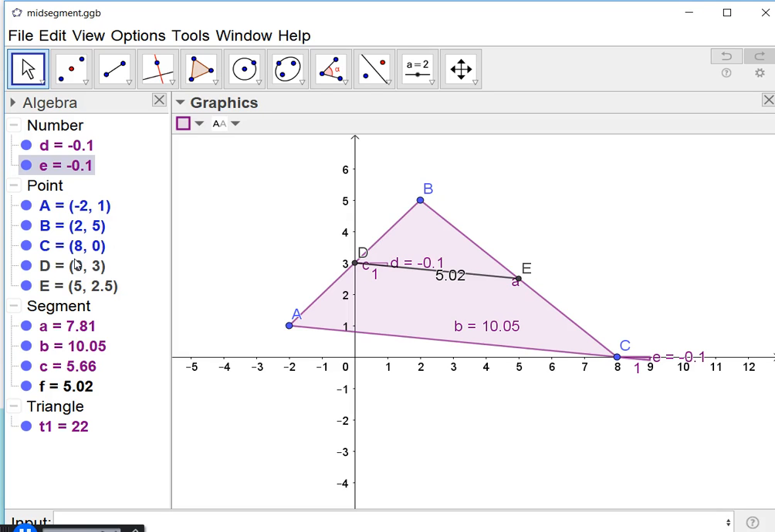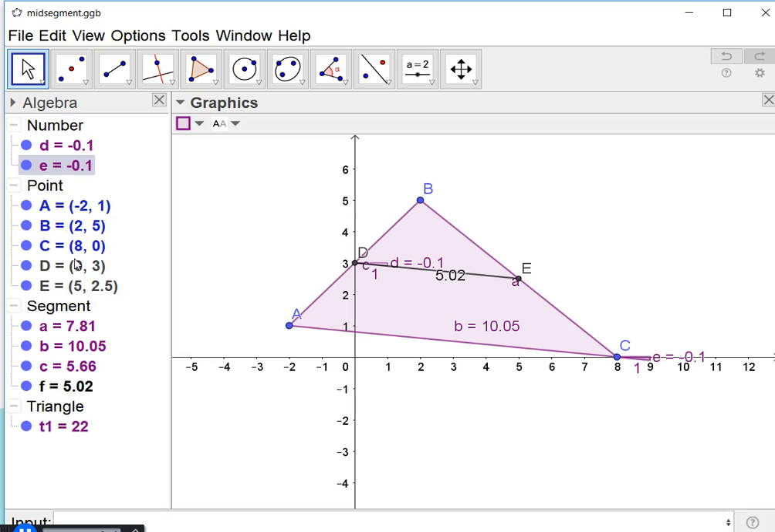Now I've gone ahead in GeoGebra and had it calculate the slope of DE and AC for us. You'll notice in the middle where it has lowercase d equals -0.1, that's -1/10. And then down in the bottom right, it says E equals -0.1. And so they're both still -1/10, and it's telling us that.